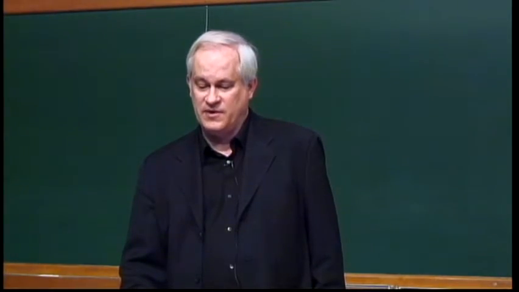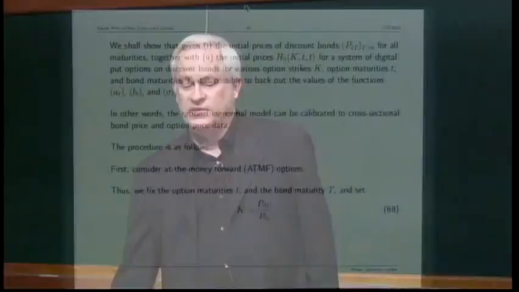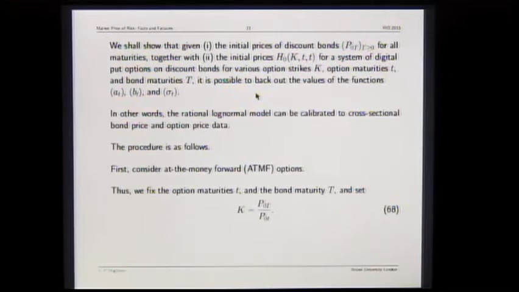So now we turn to calibration. We can show that if we're given the initial price of discount bonds for all maturities and the initial prices of options for a system of put options with various strikes and maturities, then it's possible to back out A, B, and sigma. This can be done as follows.